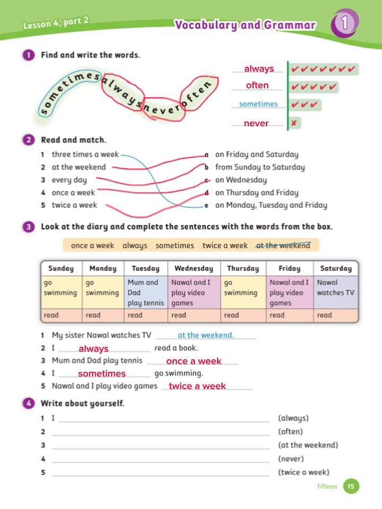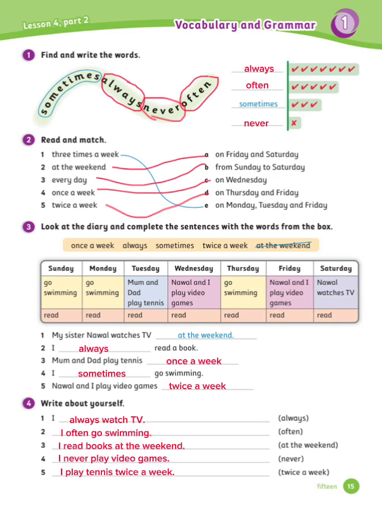Exercise number 4. Write about yourself. Write sentences about yourself using these words. I'll show you my answers. Number 1. I always watch TV. Number 2. I often go swimming. Number 3. I read books at the weekend. Number 4. I never play video games. Number 5. I play tennis twice a week.